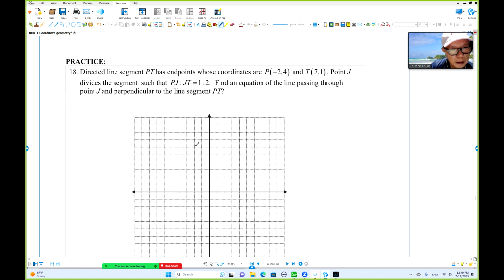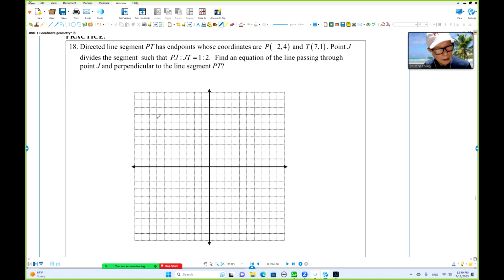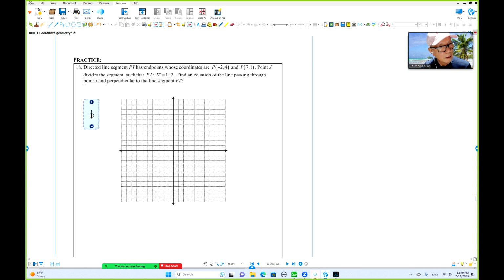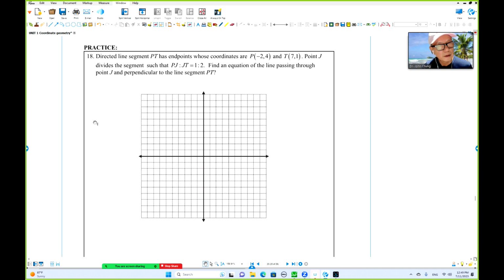Okay, the next one over here. Number 18 is a little hard, I think. A directed line segment, okay? Point P is (-2, 4). Negative 2 and 4 over here. This is point P. T is (7, 1). This is 7 and 1. That is T.